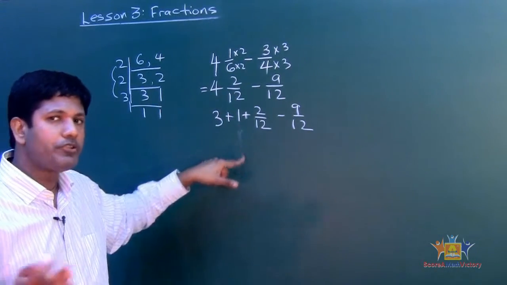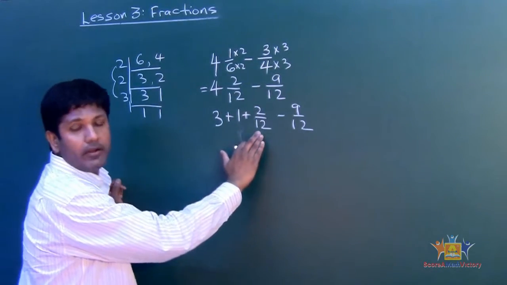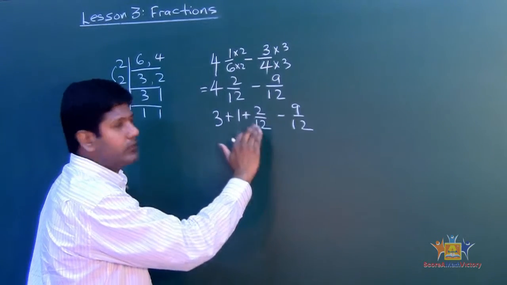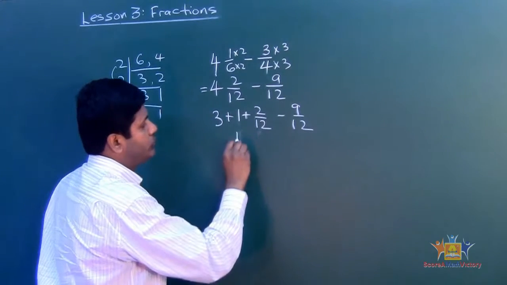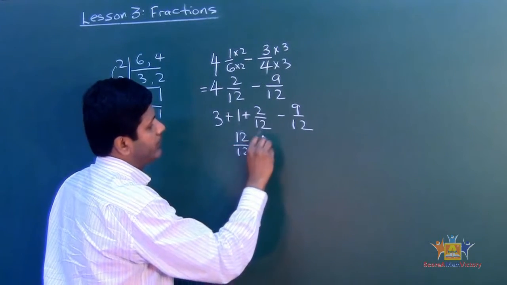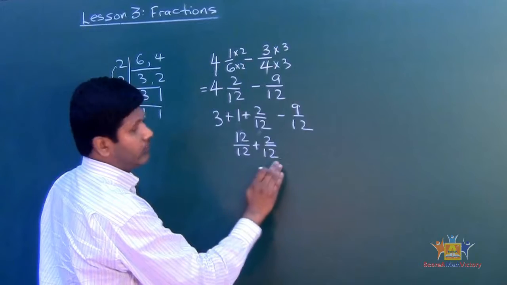12 over 12. Why 12 over 12? The denominator here is 12, so this makes the decision. The denominator here is 12, so I make the 1 also 12 over 12. That means I can combine them. I combine with this. Alright?